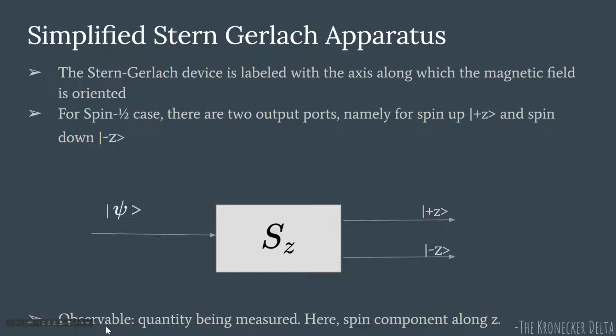Now let's understand what this thing called an observable is. An observable in quantum mechanics is the quantity that you are measuring. Here what we are measuring is the z component of spin. We don't measure spin in general. We can never know in what particular direction the spin is pointing completely. We can just ask what the component of spin is along one particular axis. So here it's S_z.